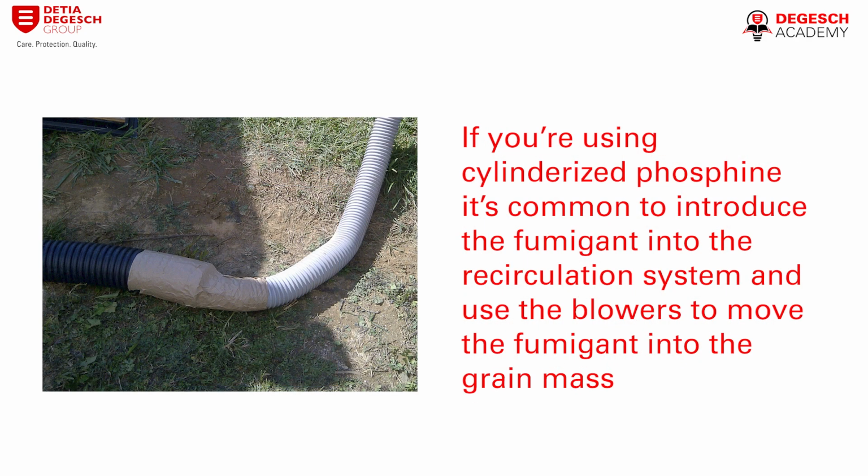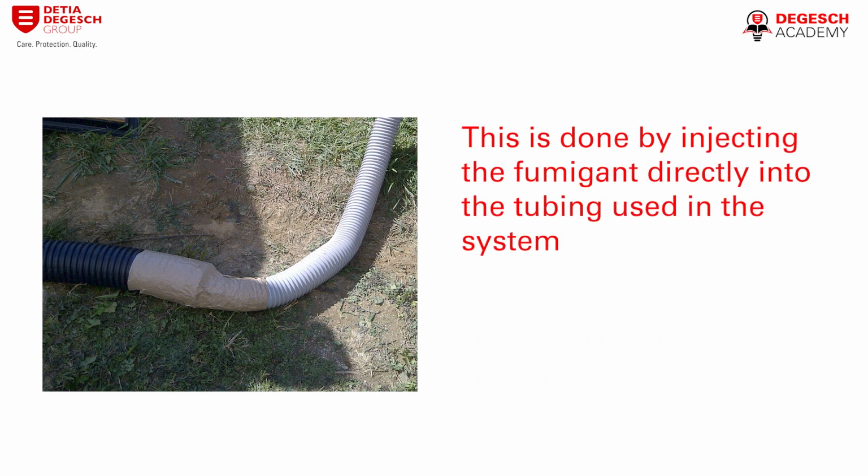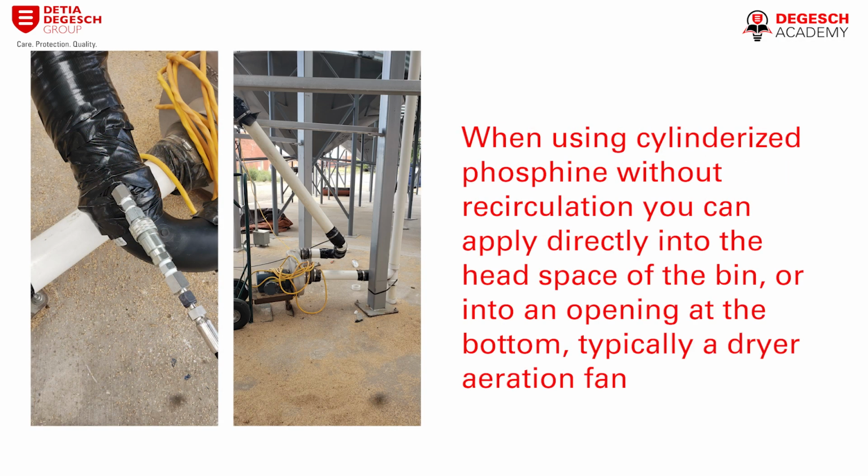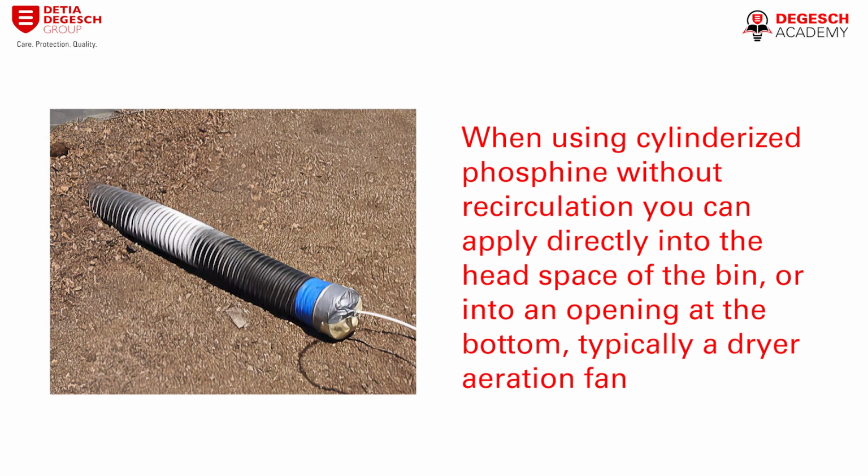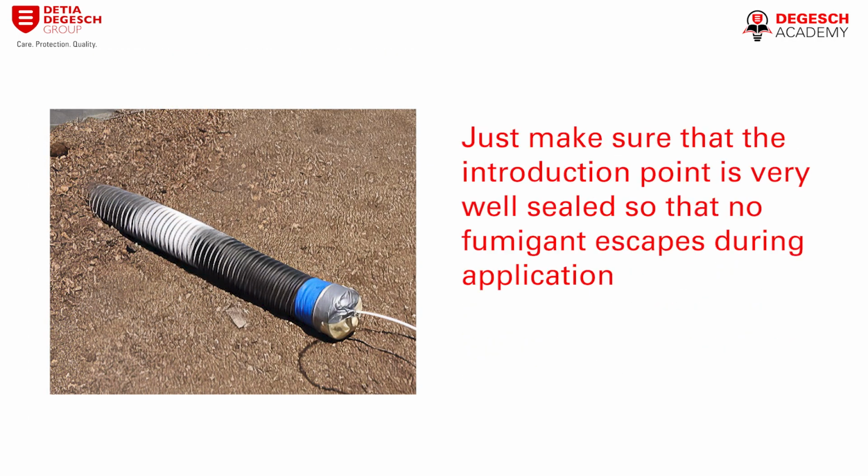And if you're using cylinderized phosphine, it's common to introduce the fumigant into the recirculation system and use the blowers to move the fumigant into the grain mass. This is done by injecting the fumigant directly into the tubing used when you install the system. When using cylinderized phosphine without recirculation, you can apply directly into the headspace of the bin or into an opening at the bottom, typically a dryer aeration fan. Just make sure that the introduction point is very well sealed so that no fumigant escapes during the application.